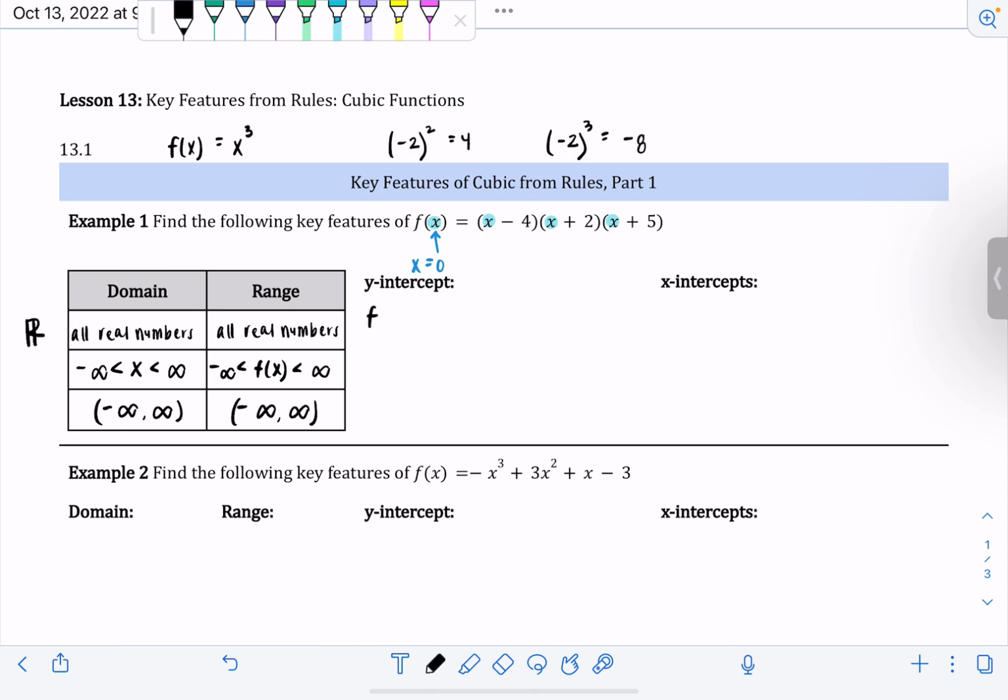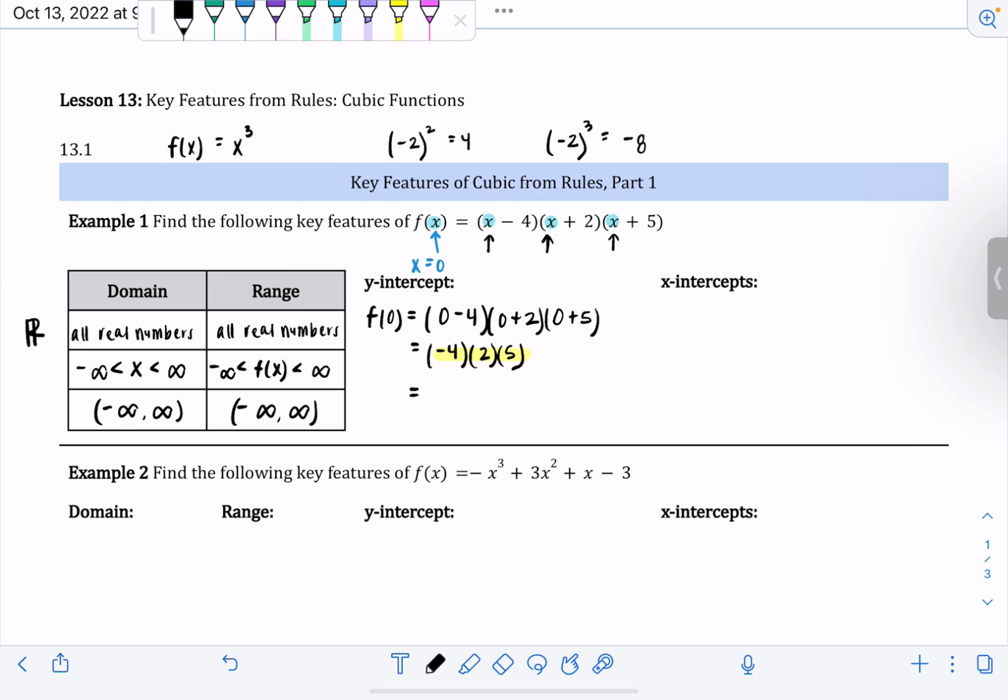So for the y-intercept, we'll find f of 0. We take a 0 and put it in for all the x's. So this becomes 0 minus 4 in the first parentheses, 0 plus 2 in the second, and 0 plus 5 in the third. Then we simplify and multiply everything together. 0 minus 4 is negative 4, 0 plus 2 is 2, 0 plus 5 is 5. If we multiply the three together, negative 4 times 2 is negative 8, times 5 is negative 40.